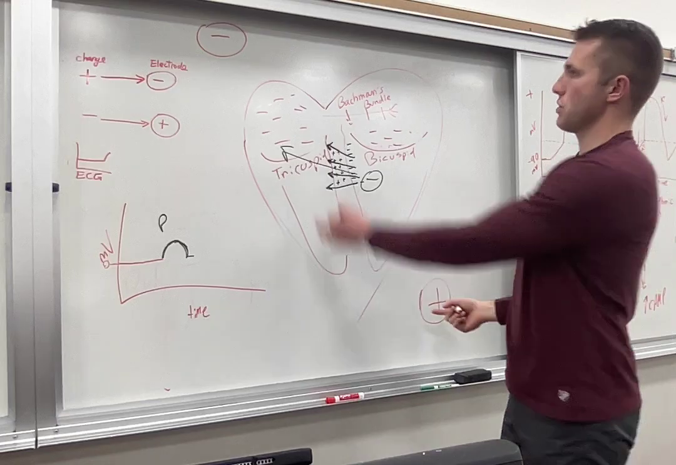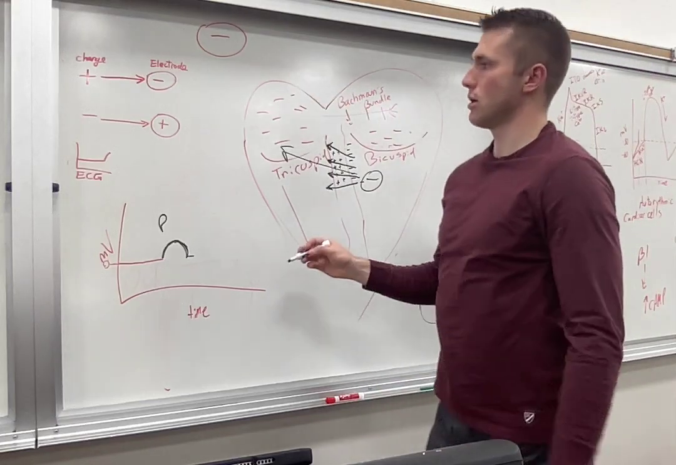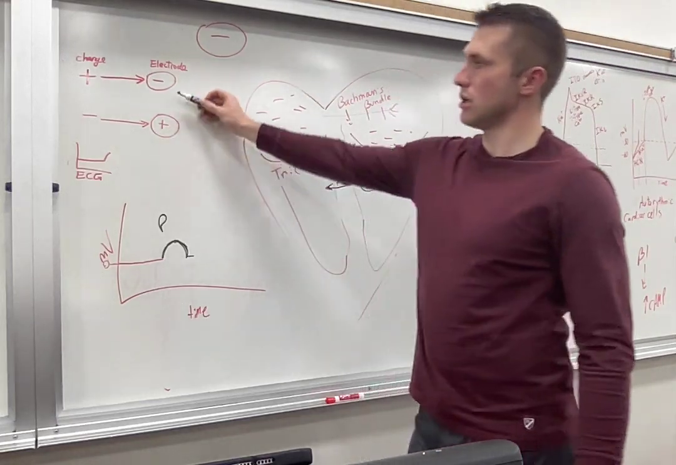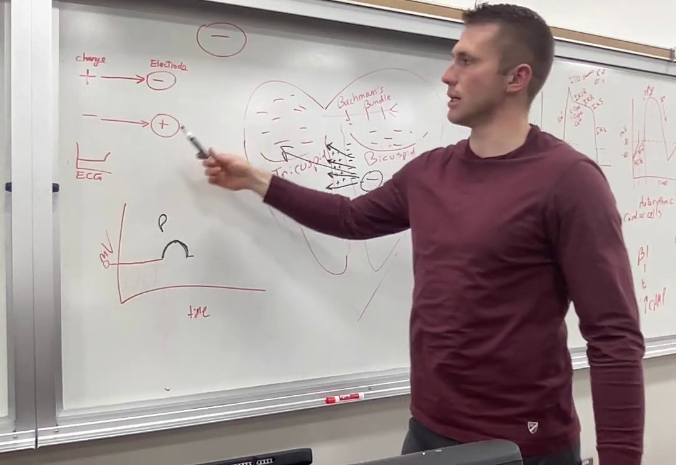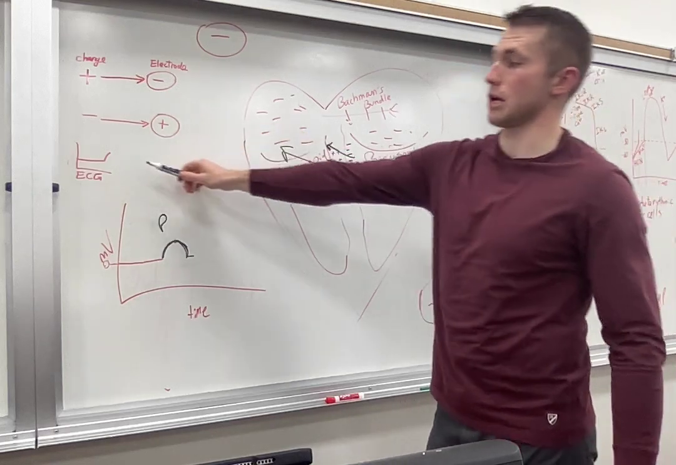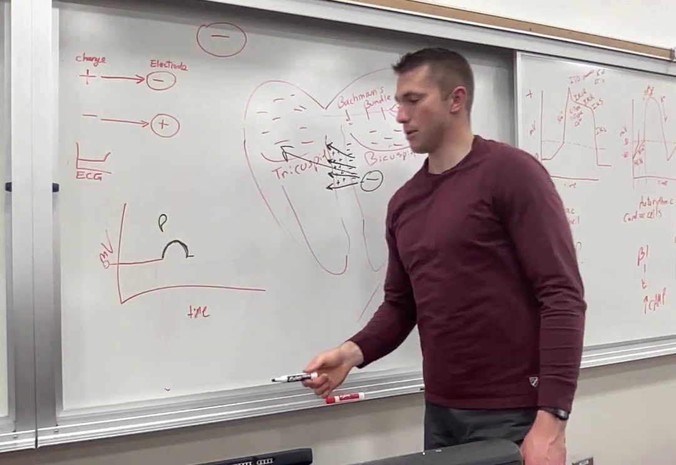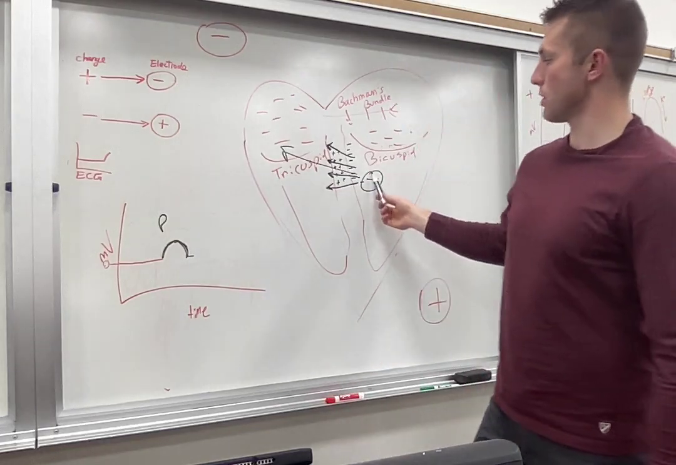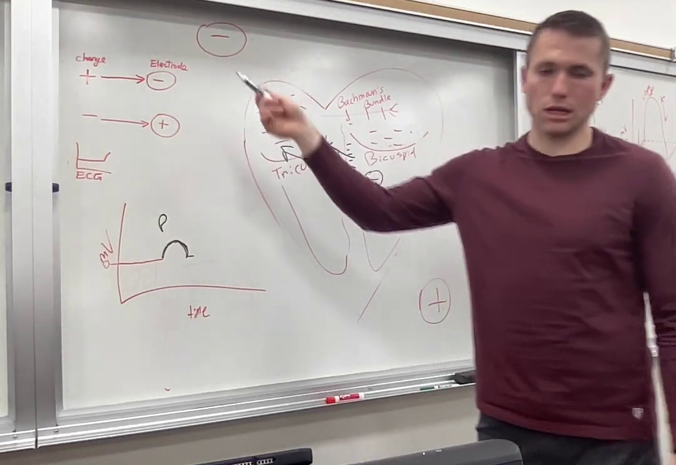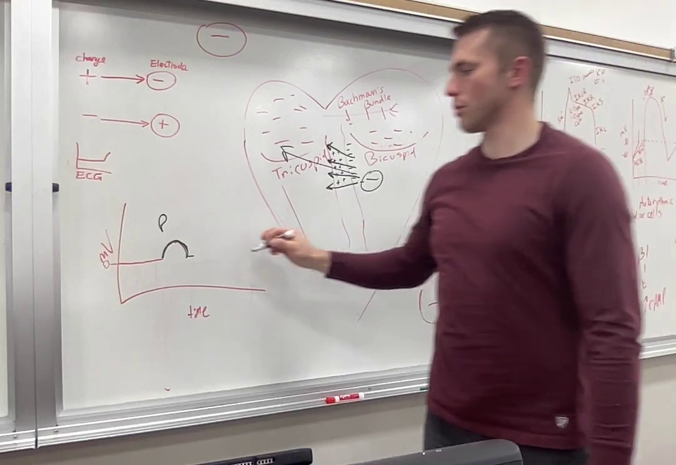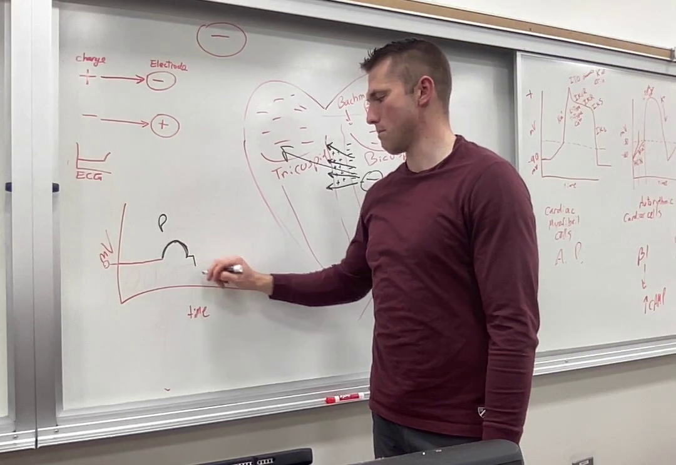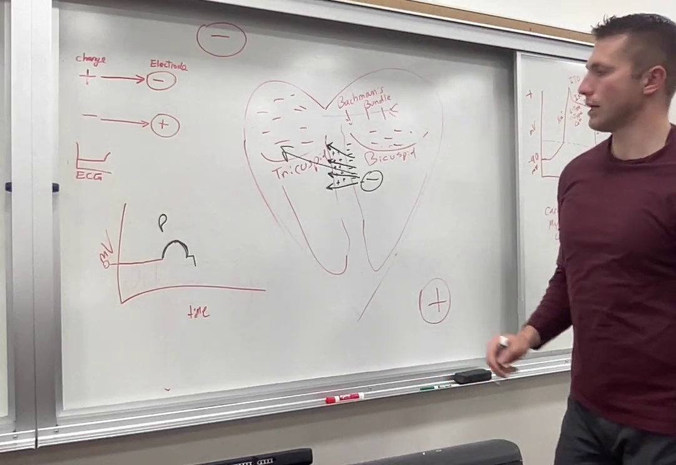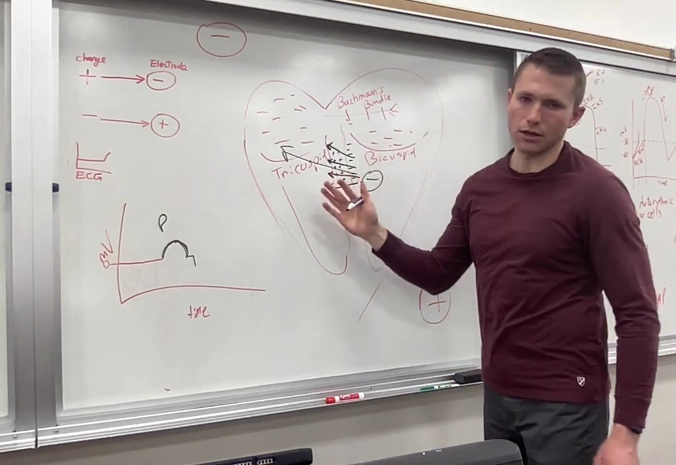It's pointing more towards the negative electrode. Well, what's our rule? If they're opposites, if the charge is traveling towards the opposite electrode, then it's going up on the ECG. But if it's traveling towards the same charge electrode as its charge, then we're going to go down on the ECG, and that's what we see here. Okay, that just happens for a split second though.